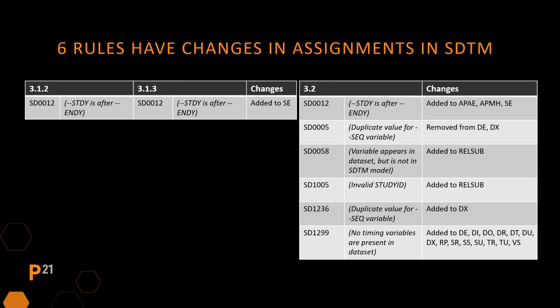For SD0005, the DE and DX domains are removed. RELSUB is added to SD0058 and SD1005. DX is added to SD1236. And SD1299 now has 14 added domains.